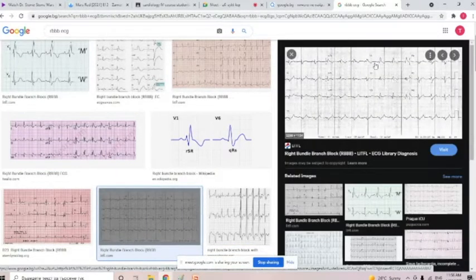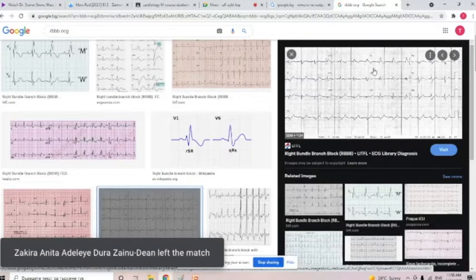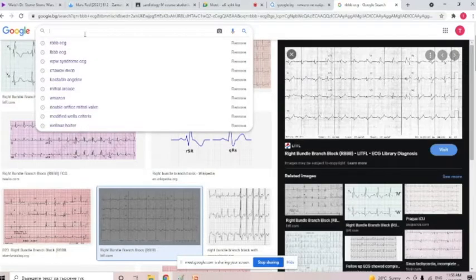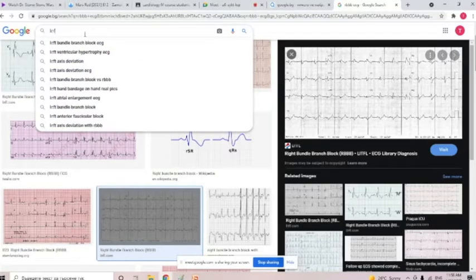Another example. You have no QR type here, but it's right bundle branch block. Do you get the feel of it? Yeah, thanks. So what was the other aspect of the QRS complex? Amplitude? Yes.